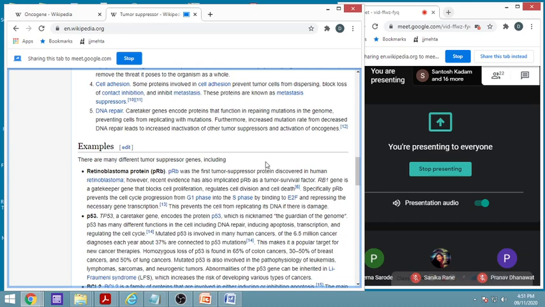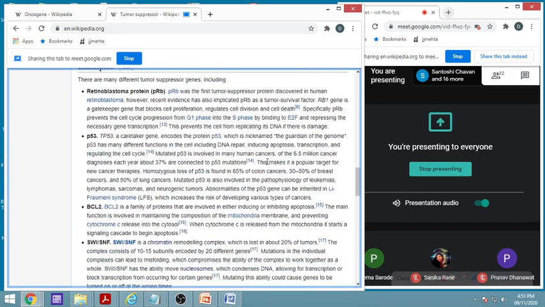So very important examples of these are various proteins. An example is retinoblastoma protein, called pRB. It was the first tumor suppressor protein to be known, and it prevents cell cycle progression from the G1 phase to the S phase. It binds to the E2F group of proteins, and it represses the necessary gene transcription. So this was pRB.